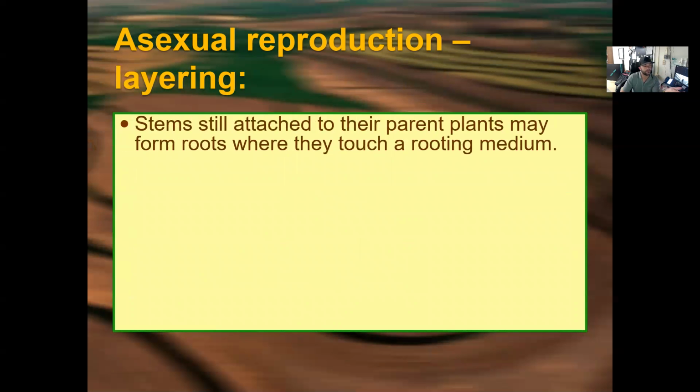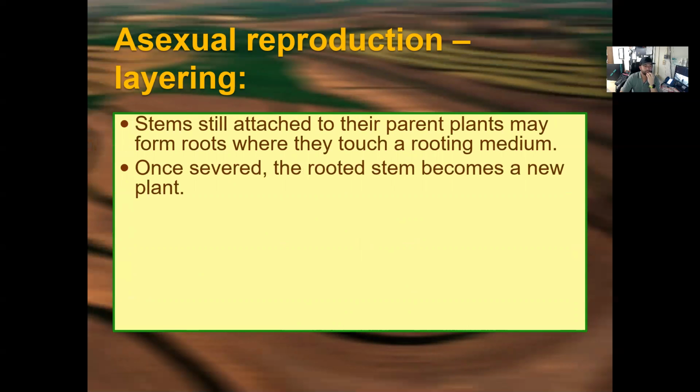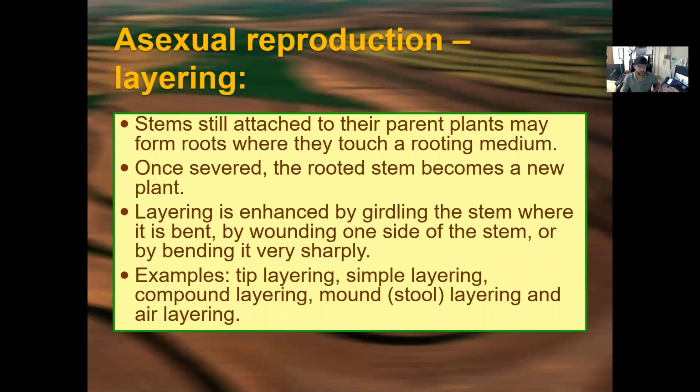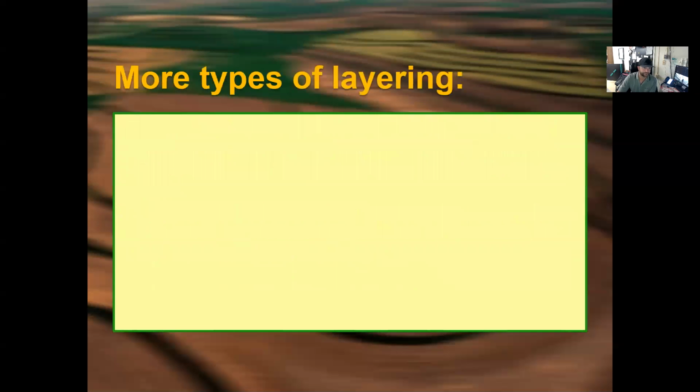Now moving into layering. Stems still attached to their parent plants may form roots where they touch a rooting medium. Once severed, the rooted stem becomes a new plant. Layering is enhanced by girdling the stem where it is bent, by wounding one side of the stem, or by bending it very sharply. Examples of this are tip layering, simple layering, compound layering, mound or stool layering, and air layering.